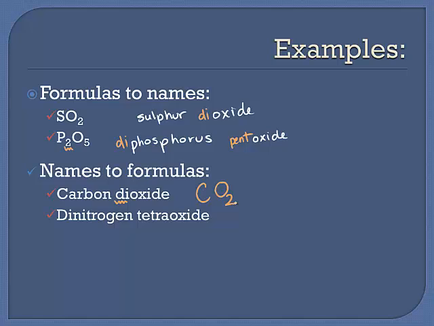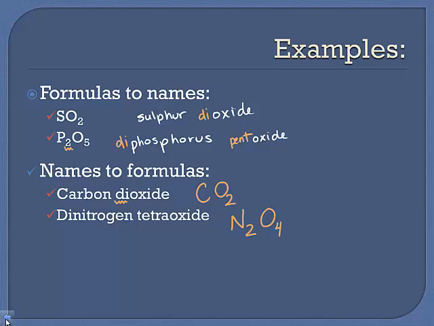Second example, we have dinitrogen. So again, this is nitrogen. And this time it's got a prefix, so it's not a 1. It needs to have a subscripted number. And di represents 2. Oxide again is an O, but this time it's tetra. Tetra, remember, goes back to Tetris, so that means it's a 4-sided, 4-oxygen compound.